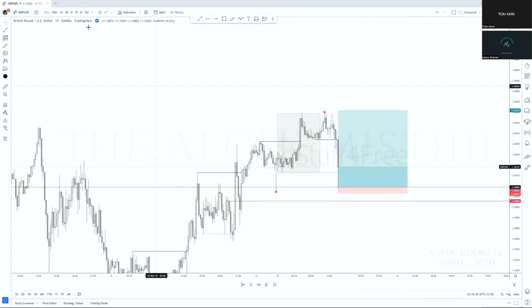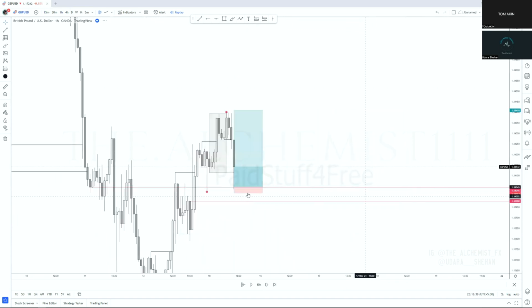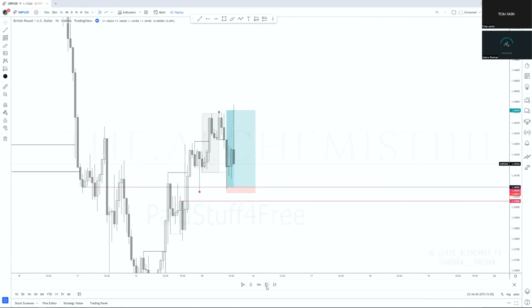So there it comes, right at 1:30. It taps, clears out the pool of liquidity, the Asian low, and then it goes. That's it. Can you understand the setup? Intraday. Only intraday setups.